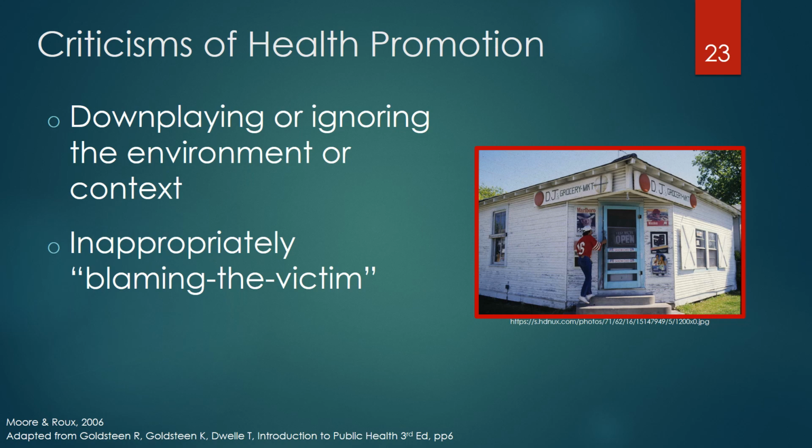Placing the accountability for poor health on the individual is a major criticism of the health promotion model. Viewing the individual's behavior as the major problem to fix, while downplaying or ignoring the environment or context in which that behavior occurs, was seen as inappropriately blaming the victim. The environment in which people live significantly influences their behaviors, and so solely blaming individuals for having poor health behaviors when they live in an unhealthy social environment is ineffective and unfair.